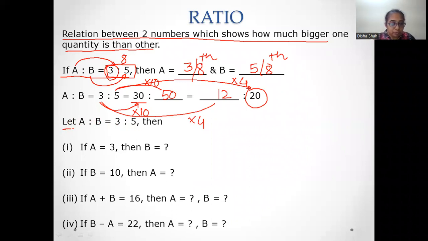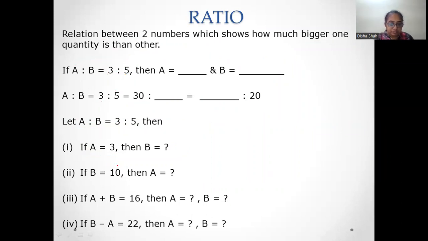Now suppose A is to B is 3 is to 5. Then if A is equal to 3, see, this is a ratio, this is not a value. The value of A may or may not be 3. The value of B may or may not be 5. But here they have given the value that if A is equal to 3, then can I say B is equal to 5? If A is 3, then B will be 5.